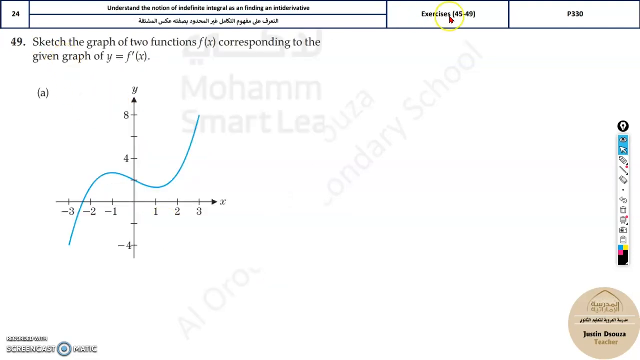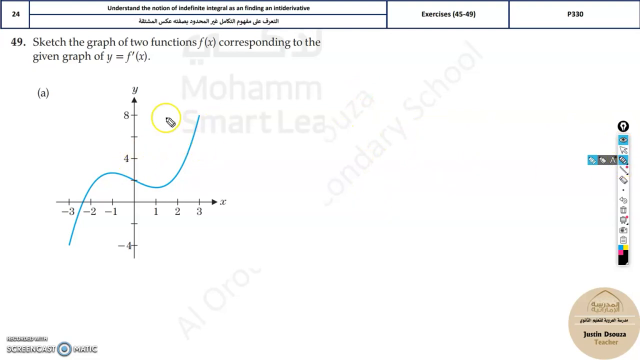Now we will quickly go to the last problem, the 49th. There are two problems over here. This is interesting because they have told you to sketch the graphs of two functions, the function that is f of x. We must graph the function, but they have given us the derivative. See, now this is a derivative, that is f dash function. We need to find the normal function.